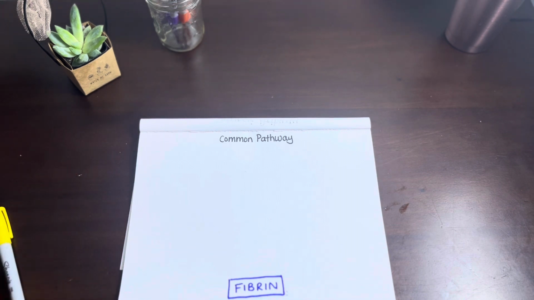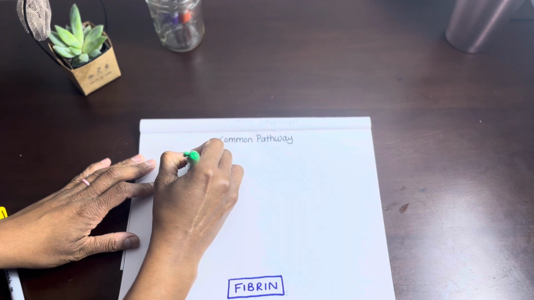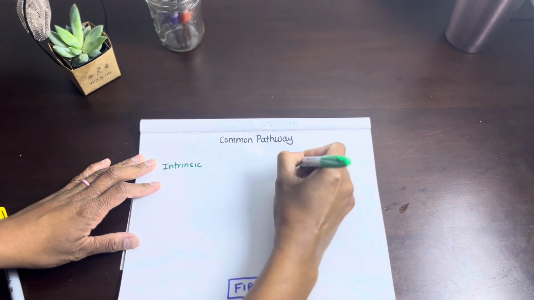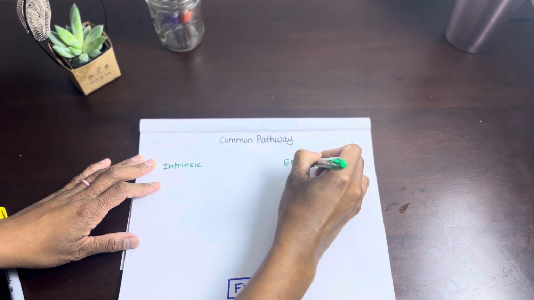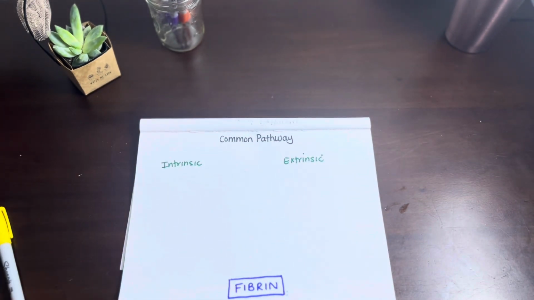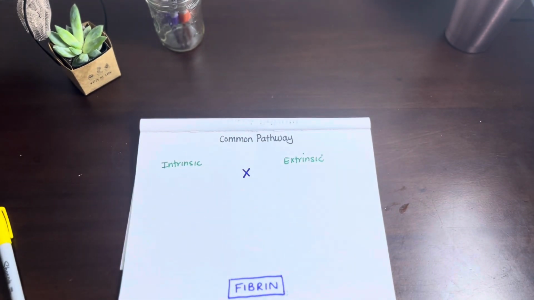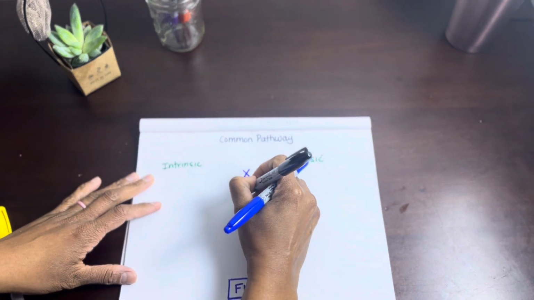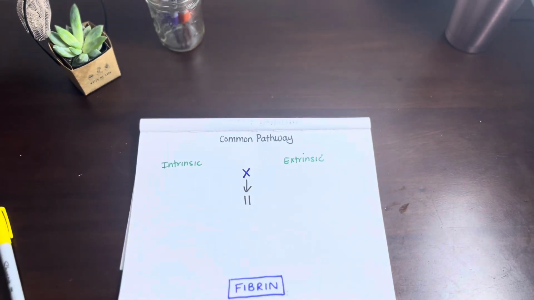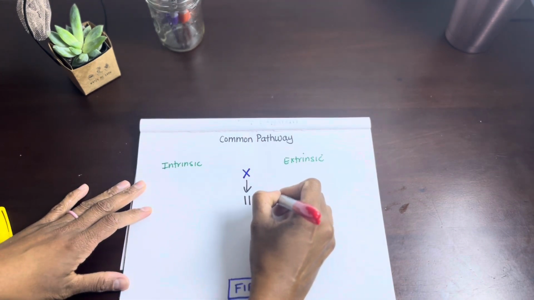So we already know that the intrinsic pathway and the extrinsic pathway are the routes of activation for the common pathway. They both feed into it. And they feed into it by activating factor 10, okay? Factor 10 is then going to activate factor 2. Now, factor 2 is very important because factor 2 is also known as thrombin.